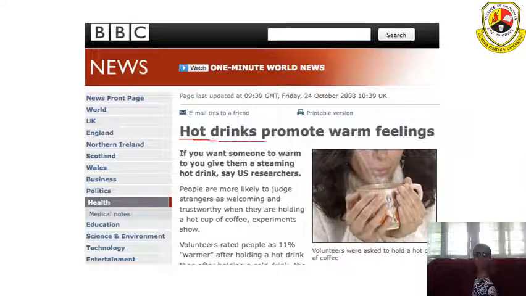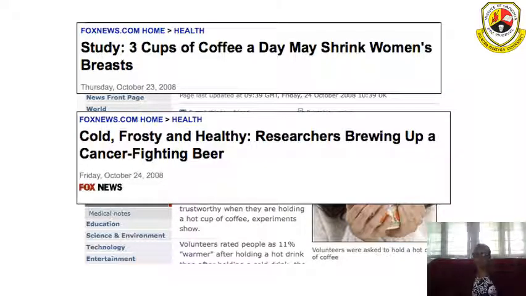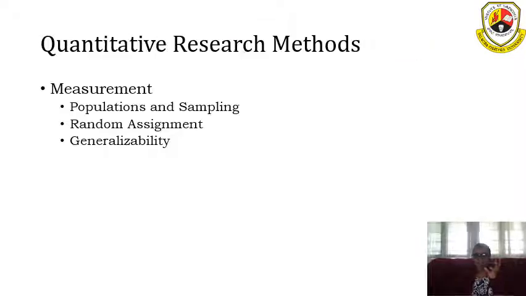For example, look at this statement: hot drinks promote warm feelings. And one can decide to say, I'm going to carry out a research and find out if this statement is true. So it starts with a statement, something like this. Let's look at others, like 3 cups of coffee a day may shrink women's breasts. Cold, frosty, and healthy researchers brewing up a cancer-fighting beer. Those are typical hypothesis statements. So quantitative methods are looking at measurements.